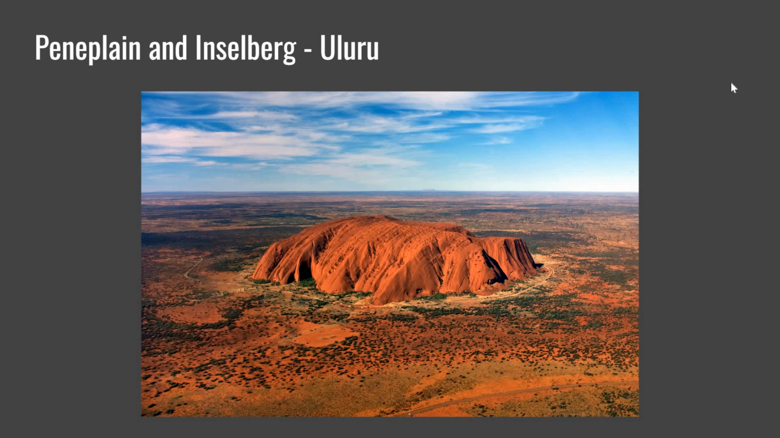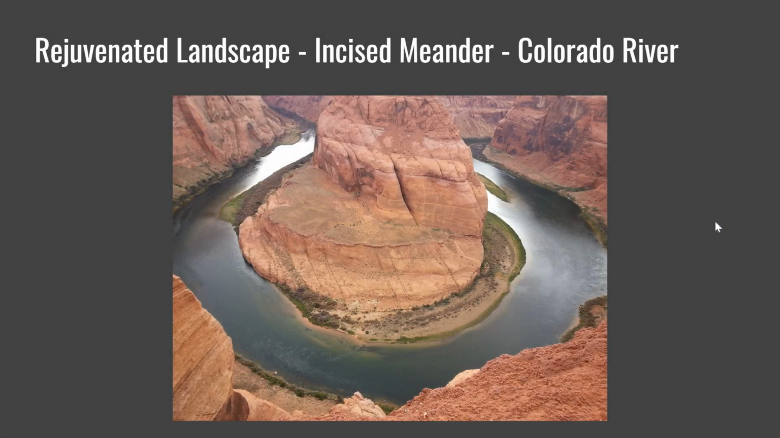Just some examples from Davis's theory that are in the real world and are used as textbook examples of Davis's theory. One is Uluru, seen as an Inselberg on a peneplain. And another is of a rejuvenated landscape on the Colorado River, where you see this old meander, and then the landscape was uplifted because the Colorado Plateau is rising, and then the river shifted down to its current course, forming a new meander.